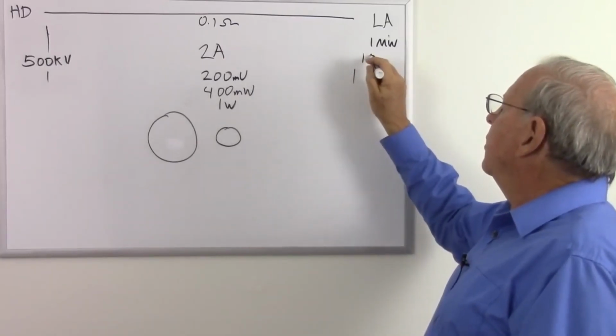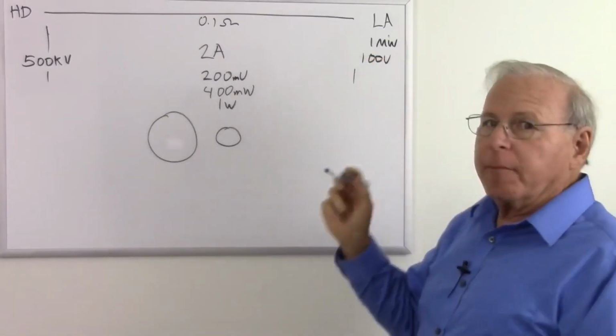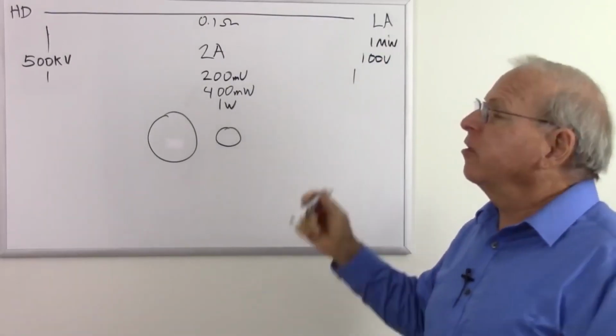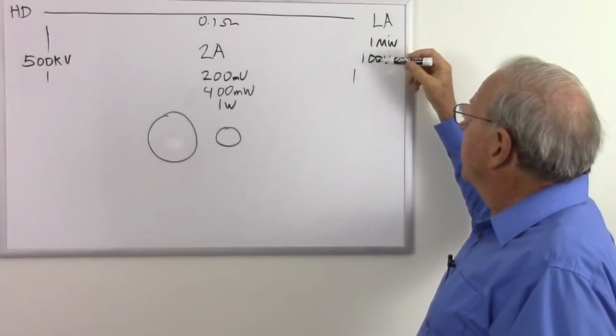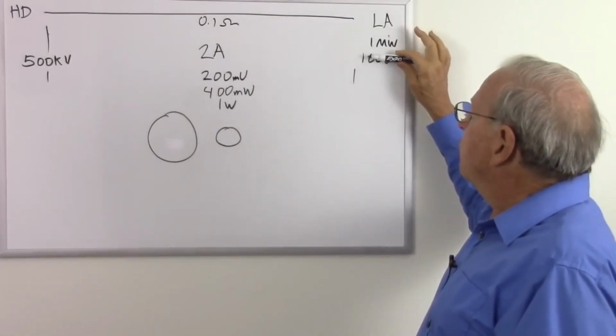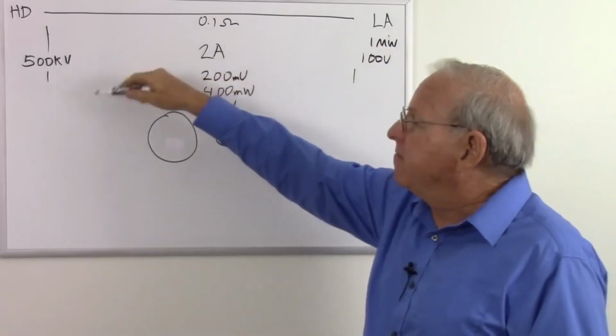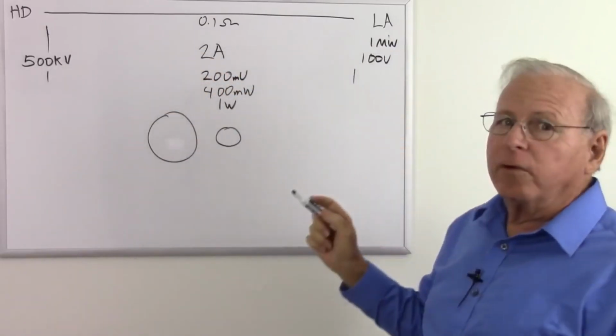Once again, I'll just say 100 volts. The standard here in America is usually around 120 volts. In other parts of the world, 240 volts. But let's just stick with this number. I want to have that at a fairly low voltage. Well, how do I get my 500 kilovolts down to 100 volts?